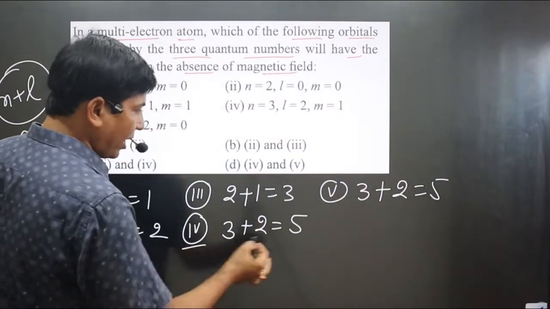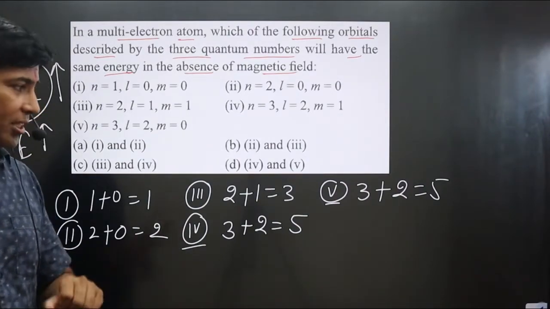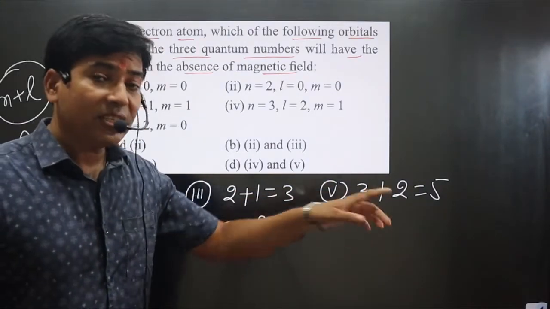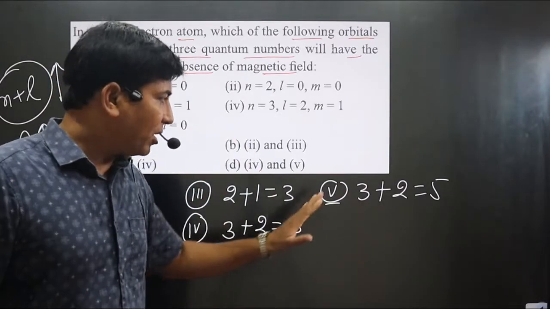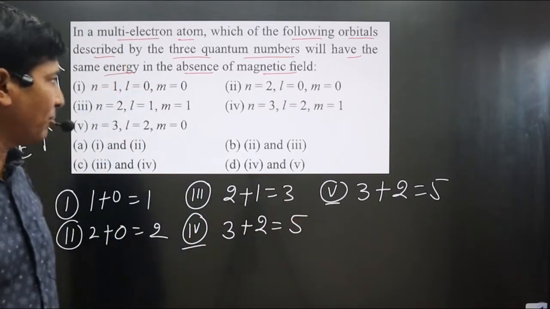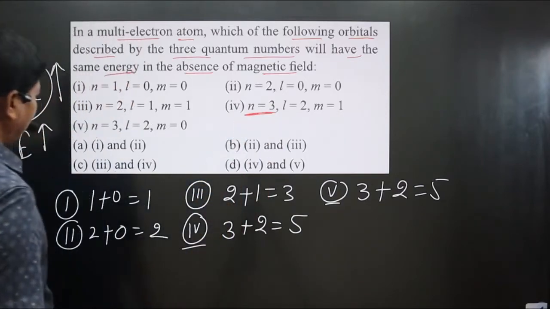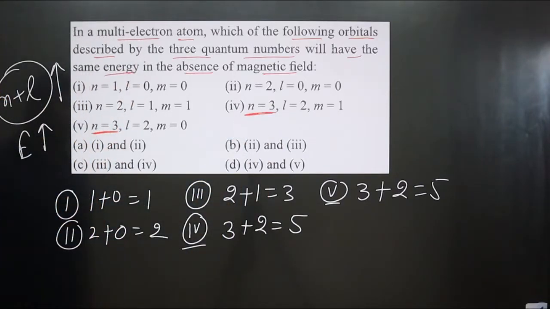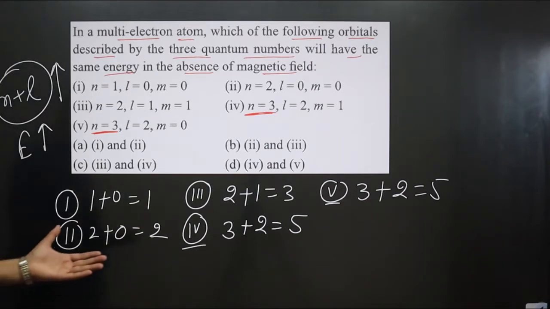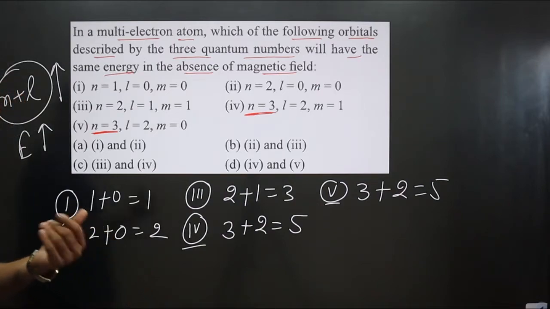In the case of fourth and fifth, we are getting the same value. Does it mean they are supposed to have the same energy? No, it is not the case. If the n plus L value is the same, remember, then we decide based on the n value, the principal quantum number. In the fourth case, n value is 3, and in the fifth case, n value is 3. So n value is the same. So you can see the fourth and fifth are supposed to have the same energy.